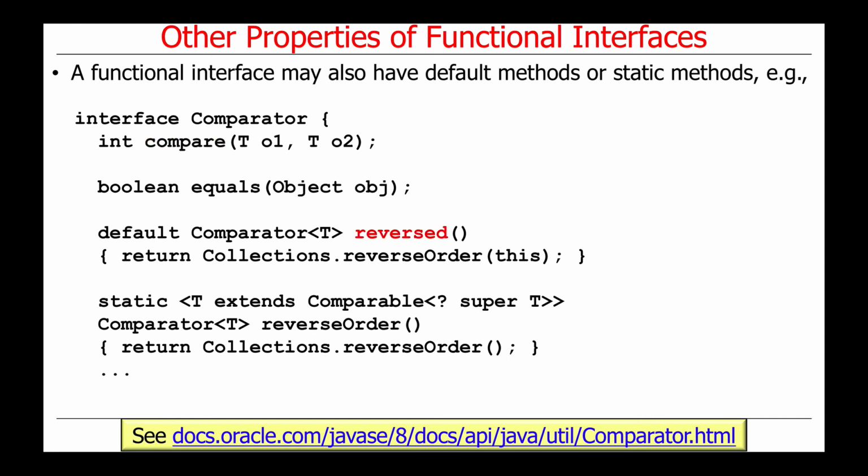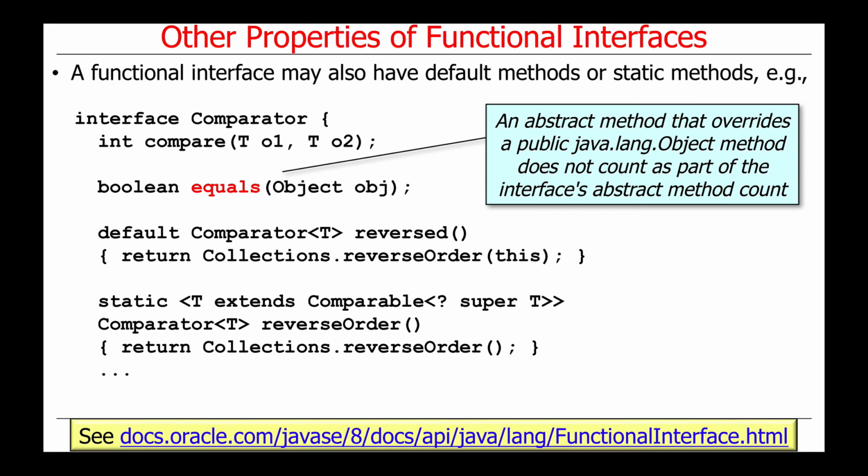There's also a couple of other examples, however, here that do have implementations. For example, reversed is a default method that will reverse the sense of the comparison. And reverseOrder is a static method that will also be used to reverse the way in which the comparison is done. So you can see that even if something's a functional interface, it's possible to have default methods. It's also possible to have static methods. And you can see that the implementations are provided. The default methods, these features are now new with Java 8.